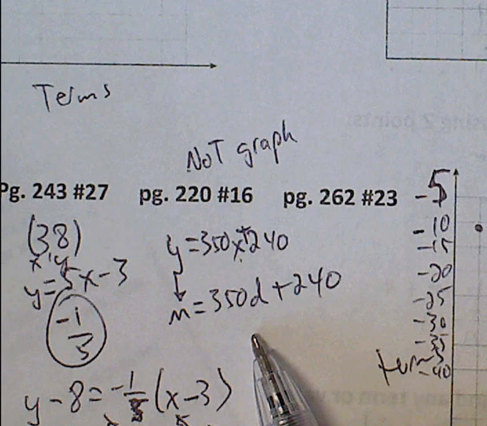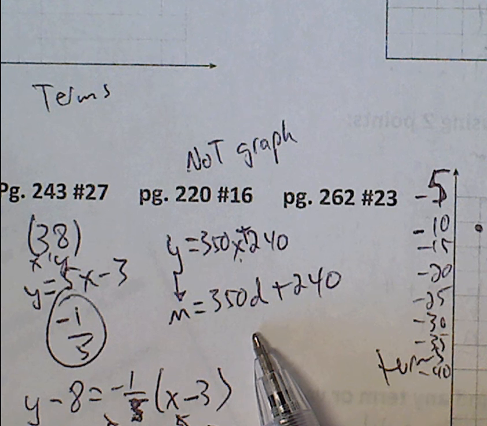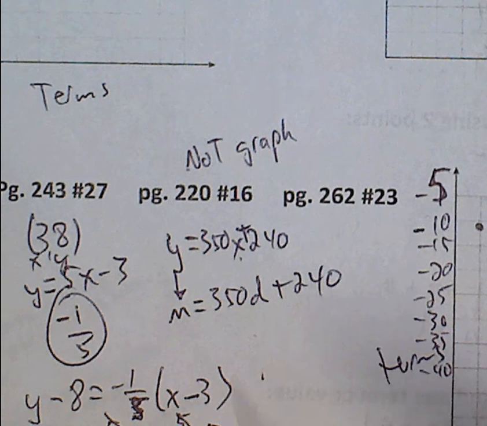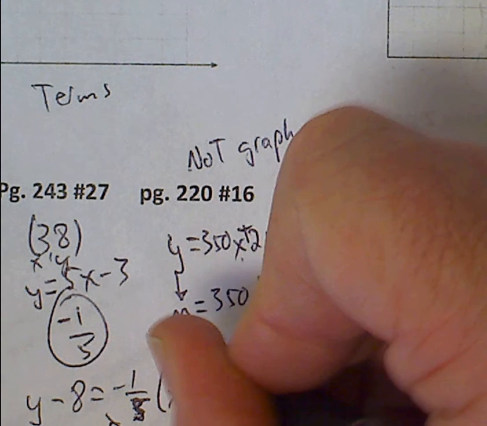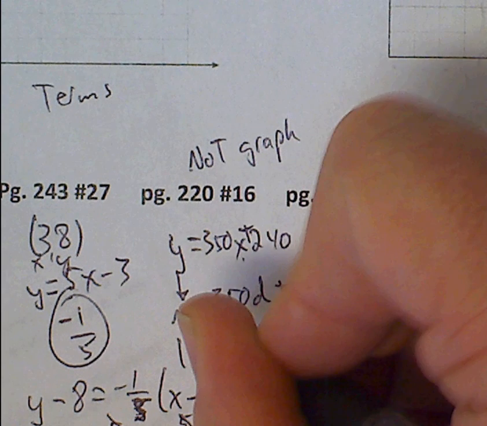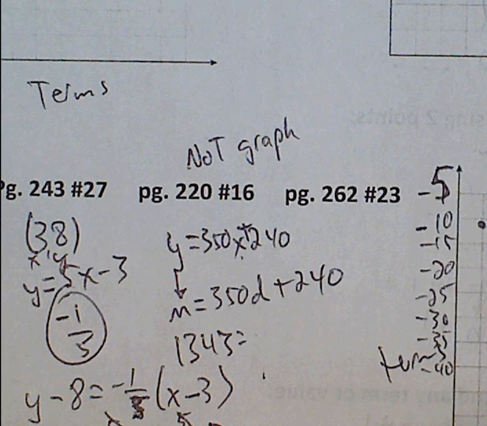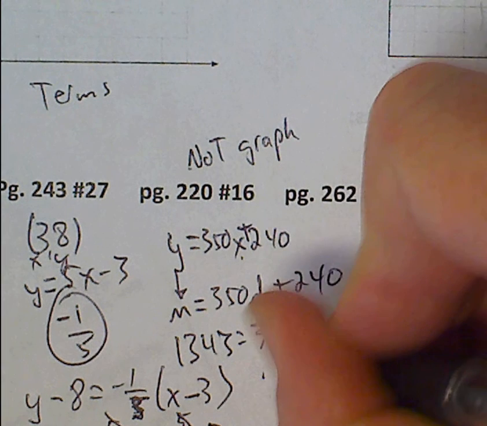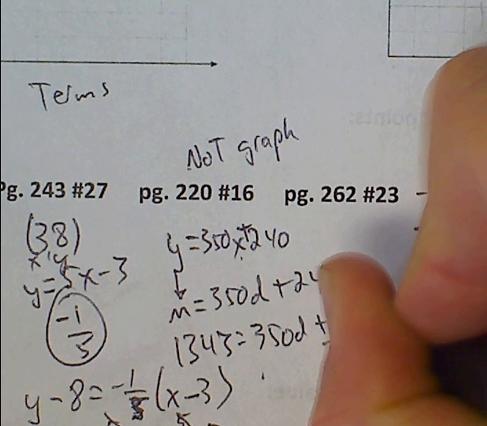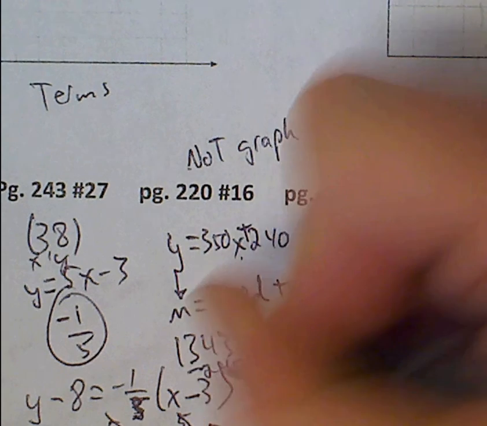So now it says, letter C, how long will the drive take if the total length of the trip is 1,343? If the total trip, so this time I have to plug in 1343 into my miles. I need to figure out how many days. So I need to solve for D. So I'm going to subtract 240, subtract 240.